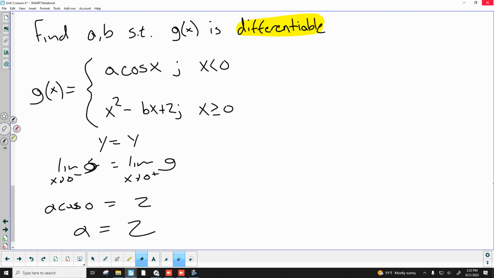You get a off of the y's is 2. What'd you guys get b was? Come on, find b. You guys are slacking on the new stuff. Make sure we understand the new stuff. We got the y's equal the y's. Now ensure the m's equal the m's.